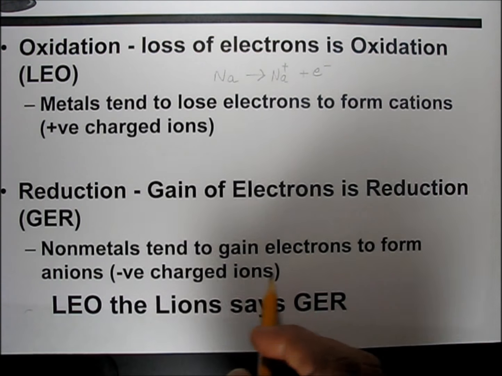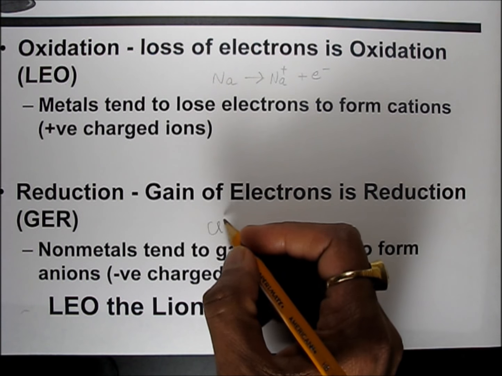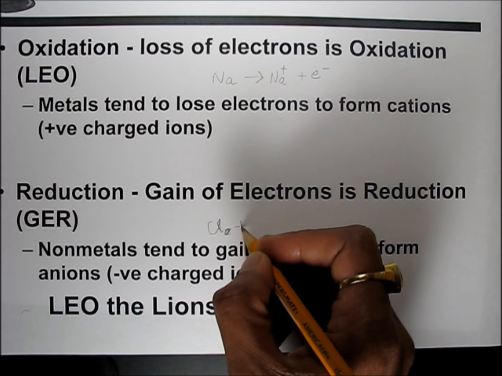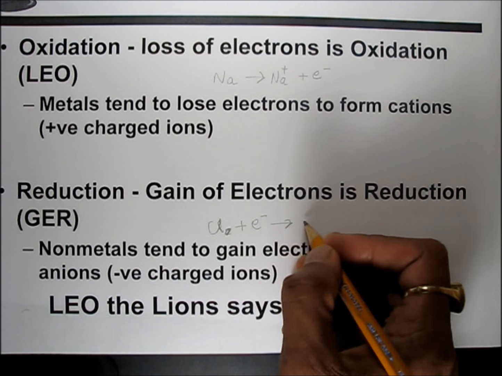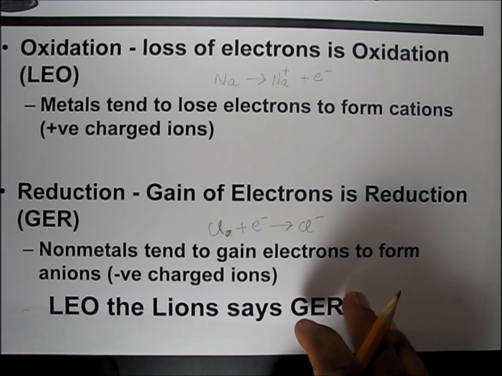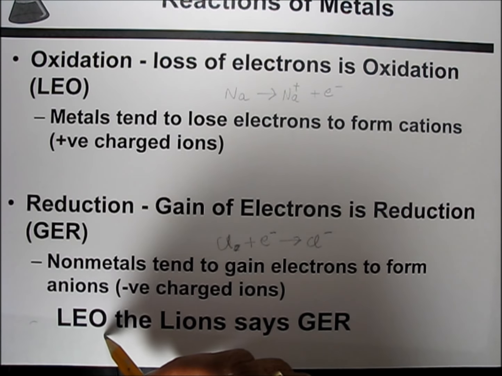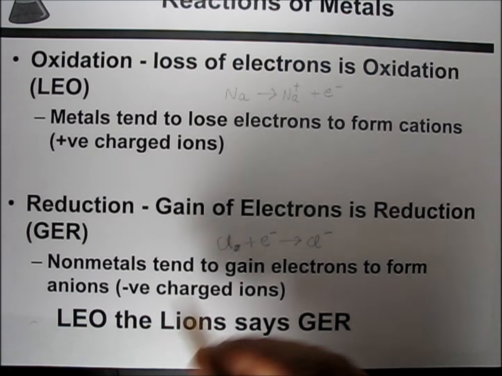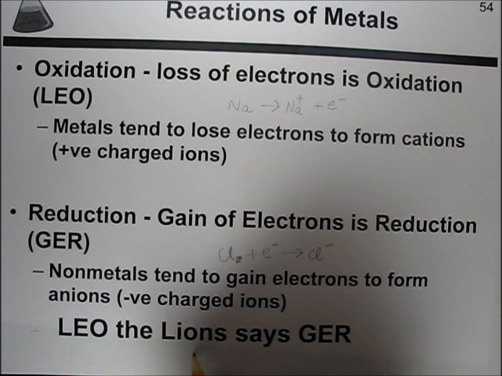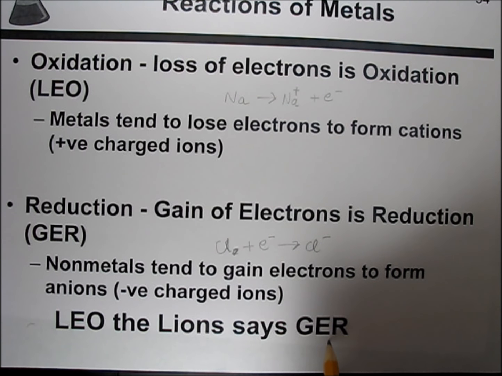So non-metals tend to gain electrons to form anions. For example, take a chlorine atom. Let's write chlorine atom plus electron. When it takes an electron, it forms chloride ion, Cl minus. So this reaction is called reduction, the reduction of chlorine. You can remember these reactions from the phrase "LEO the lion says GER": loss of electron is oxidation and gain of electron is reduction.